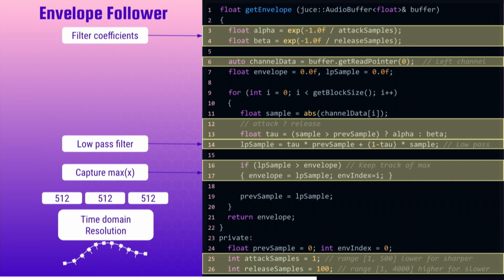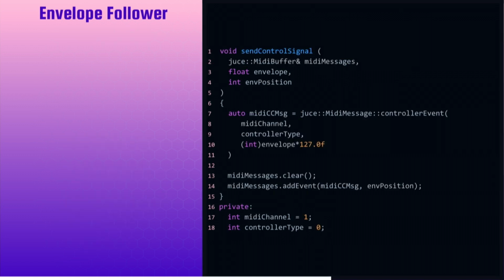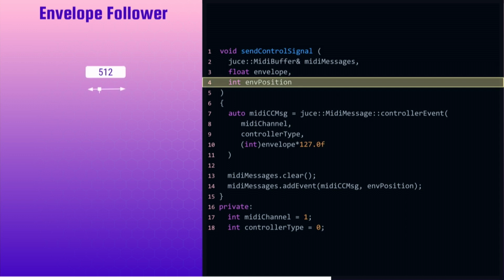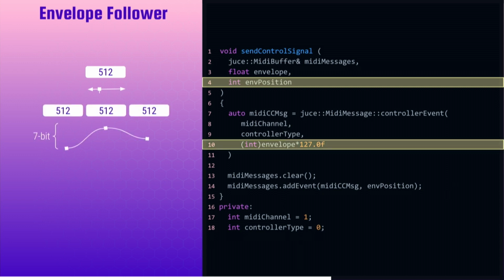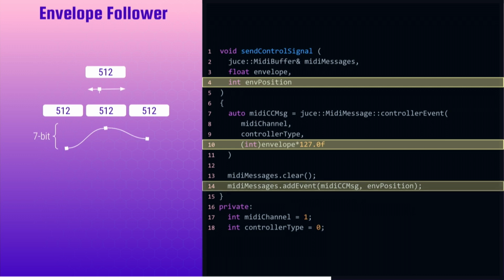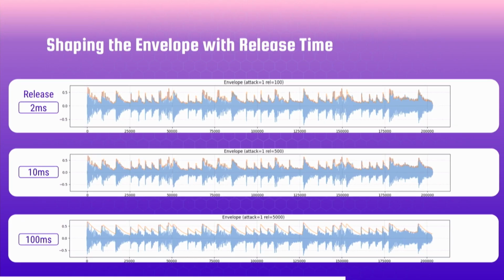Finally, for envelope following, you want low attack, high release for a nice smooth curve. Once we have the envelope, and the envelope position in the buffer, which sample was the maximum, we can send this to this function and write it as a control message where the value of the envelope can be scaled to a 7-bit continuous control CC value. With MIDI 2.0, I'm excited we could go up to 32 bits, so we have even more amplitude resolution. And we send this message.